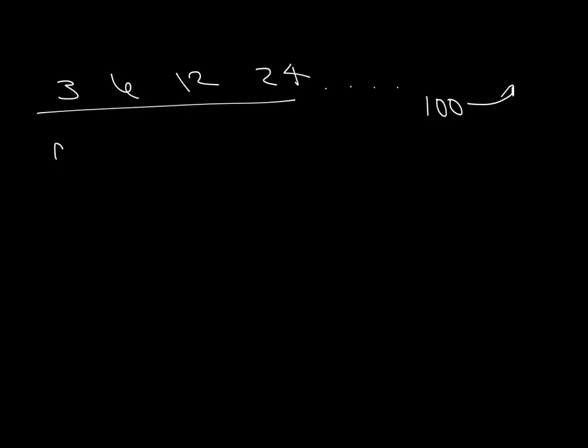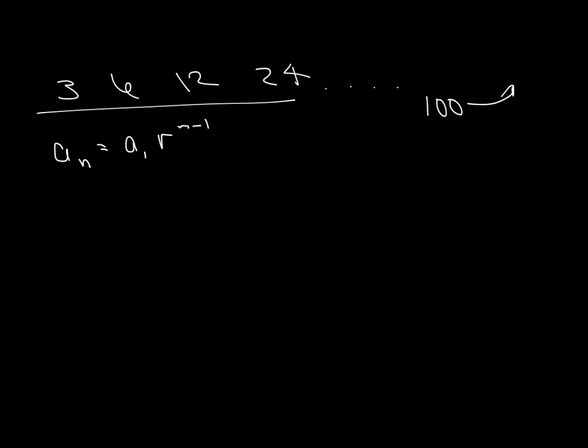So that general term formula is a sub n equals a sub 1 times r to the n minus 1. This n minus 1 is an exponent. See if I can make it look a little more exponent-y. There. Okay, and this n right here represents the term. This represents the first term. This represents the common ratio.